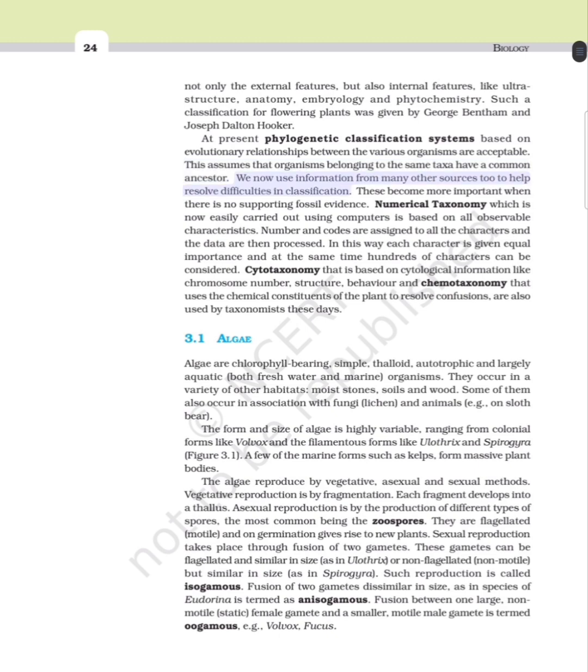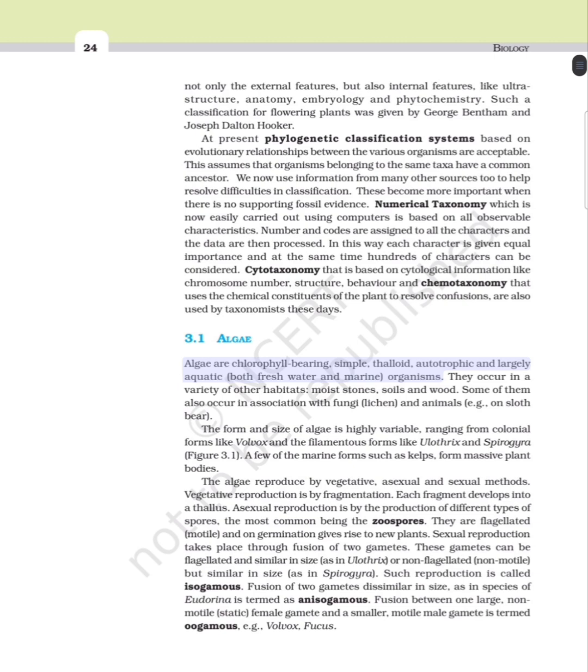We now use information from many other sources too to help resolve difficulties in classification. These become more important when there is no supporting fossil evidence. Numerical taxonomy, which is now easily carried out using computers, is based on all observable characteristics. Numbers and codes are assigned to all the characters and the data are then processed. In this way, each character is given equal importance and at the same time hundreds of characters can be considered. Cytotaxonomy, that is based on cytological information like chromosome number, structure, behavior, and chemotaxonomy that uses the chemical constituents of the plant to resolve confusions, are also used by taxonomists these days.